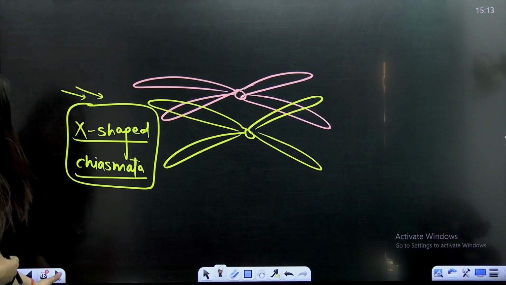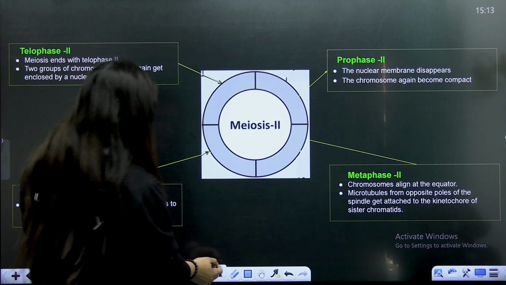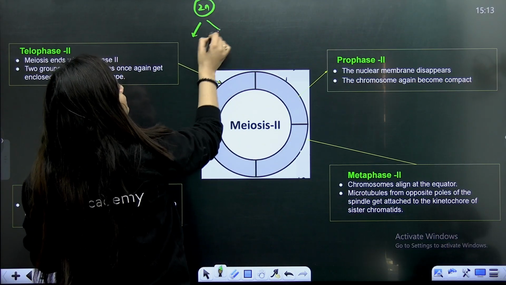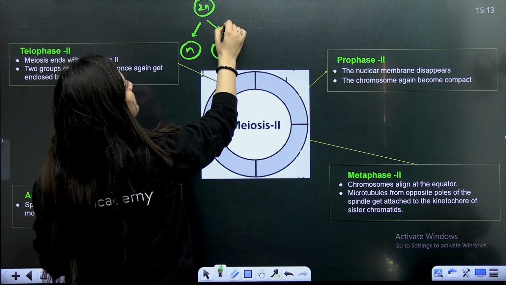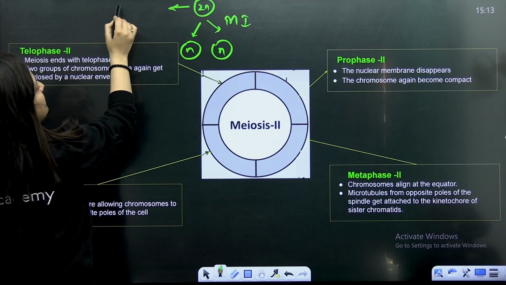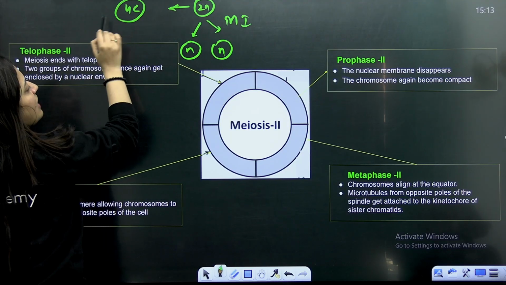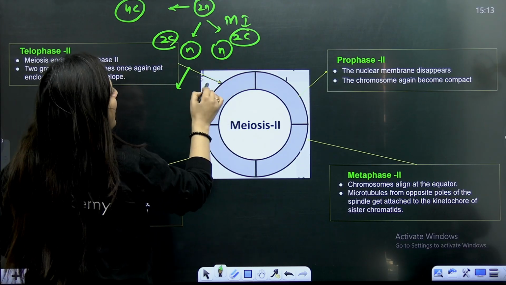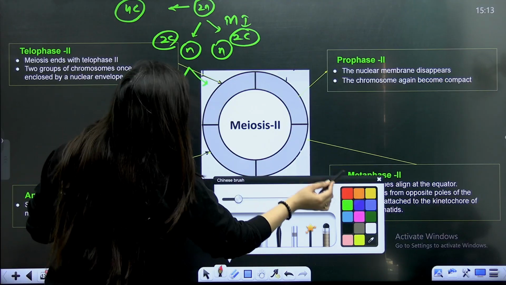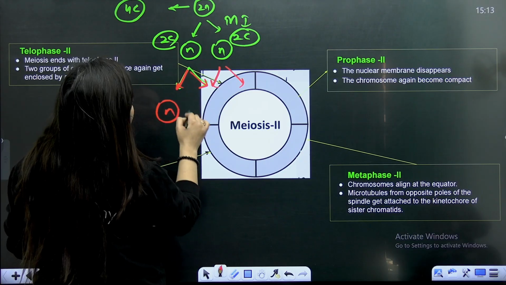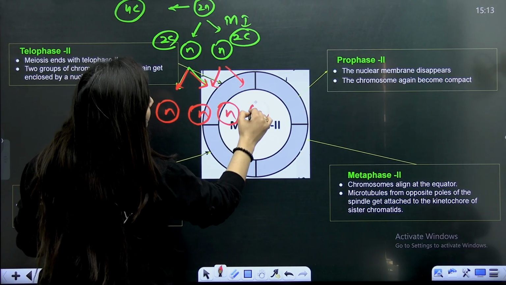Now meiosis 2 is the next thing, which is considered equivalent to mitosis. Why? Because in meiosis 1, you know that the chromosome number will reduce to half. But remember one thing here: the DNA content will be 4C. After meiosis 1, in these two daughter cells, the DNA content is 2C. And then there is the requirement of meiosis 2, because we have to reduce this DNA content as well.